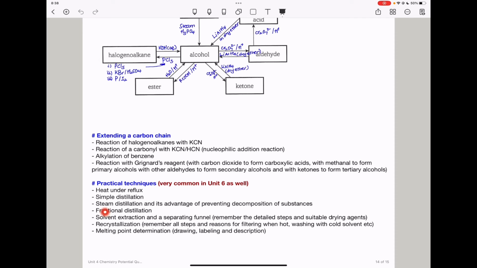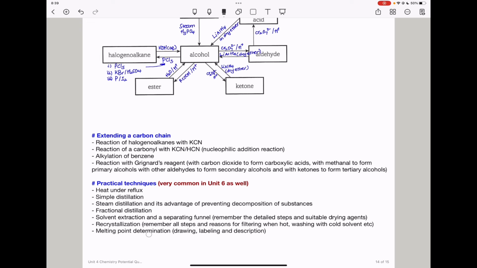You need to fully understand fractional distillation, fully understand solvent extraction using a separating funnel, and you need to remember the details of every step, including the suitable drying agents that can be used if an organic liquid is produced. Remember, those drying agents should all be anhydrous. They can ask you about the recrystallization process. This is really hard for some students to understand at first, so ensure you fully remember all the steps, the reasons for filtering when hot, filtering when cold, washing with a cold solvent, and so on.